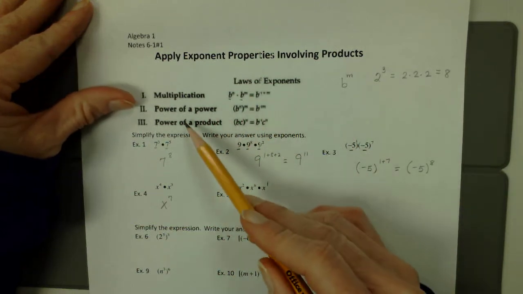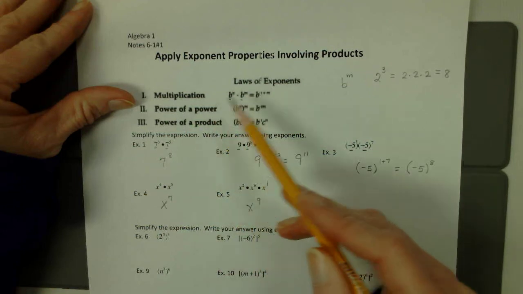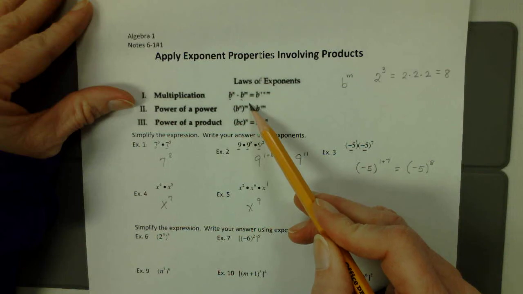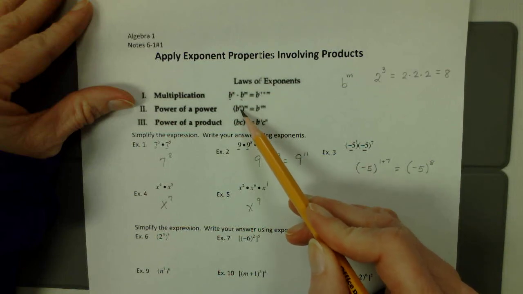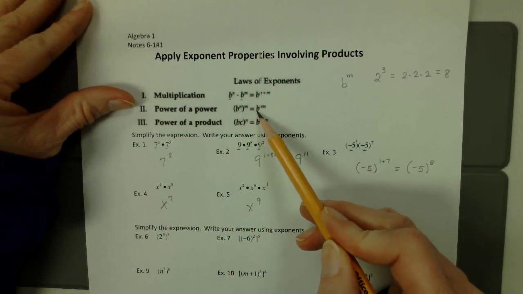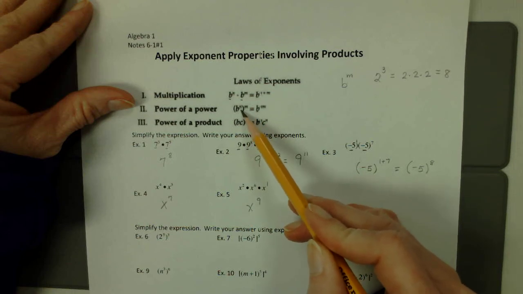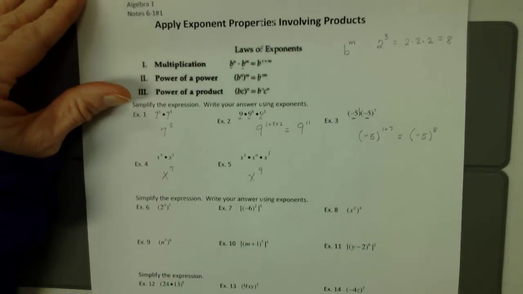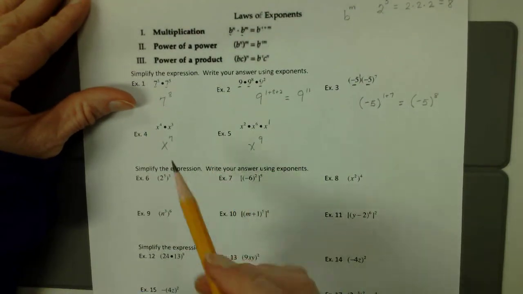Now the second rule is called a power of a power. You might see a base raised to an exponent and then it's raised to another power or another exponent. In this situation, the base stays the same and we multiply the exponents together. We get n times m. So if you look at the second set of problems down here, it says simplify the expression.